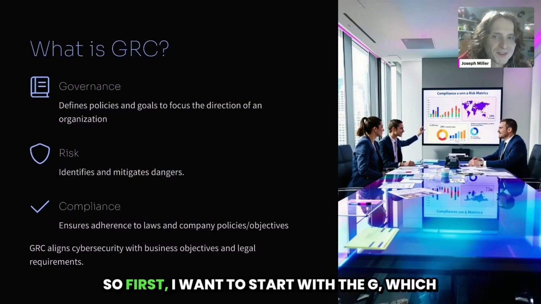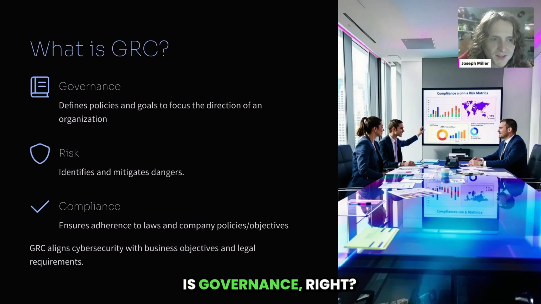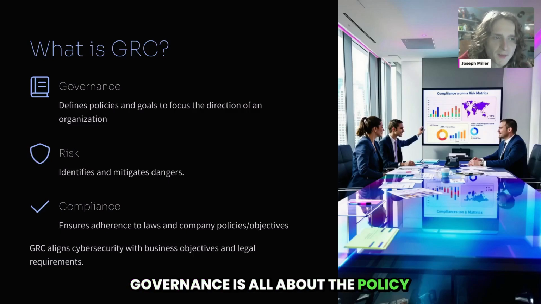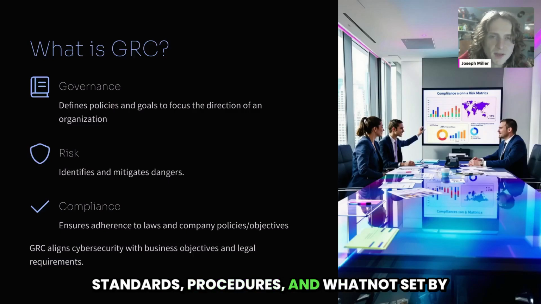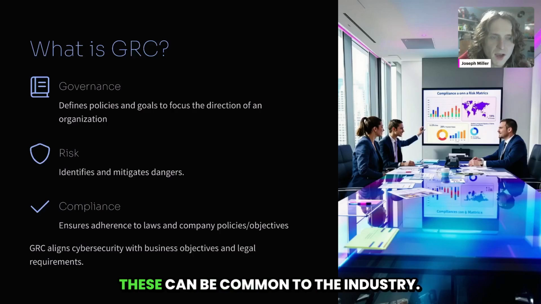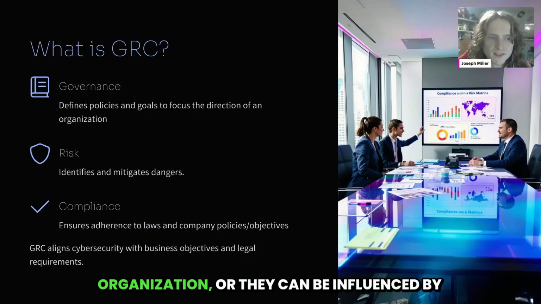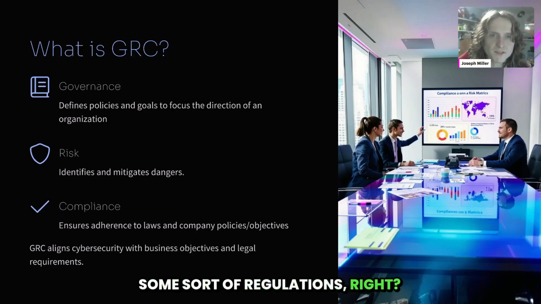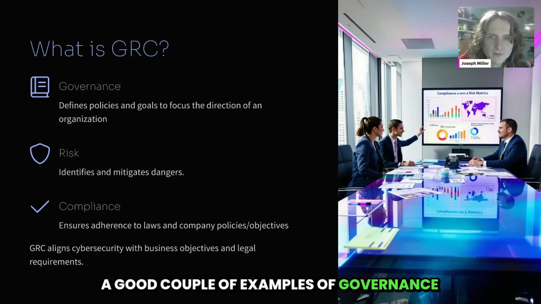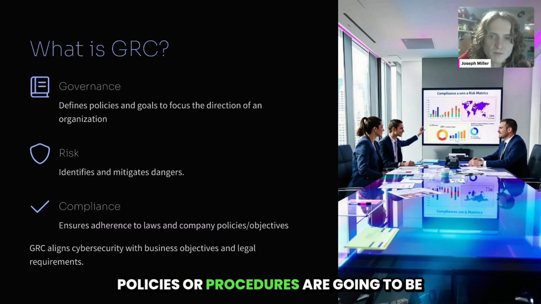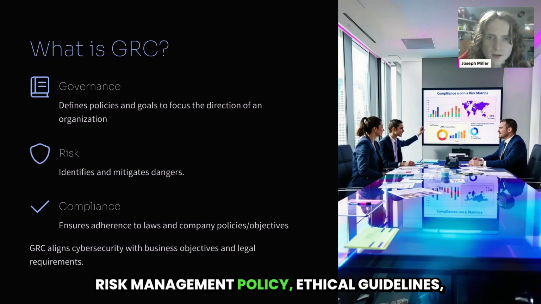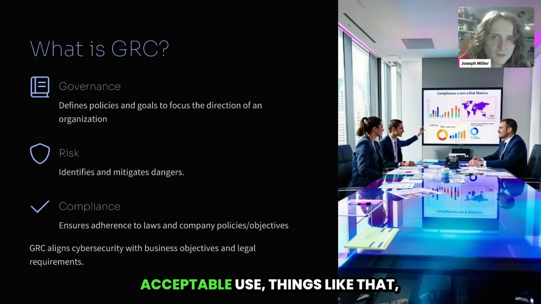So first, I want to start with the G, which is governance, right? Governance is all about the policies, standards, procedures, and whatnot set by the organization. These can be common to the industry. They can be unique to your specific organization, or they can be influenced by some sort of regulations, right? A good couple of examples of governance policies or procedures are going to be things like conflict of interest policy, risk management policy, ethical guidelines, acceptable use, things like that.